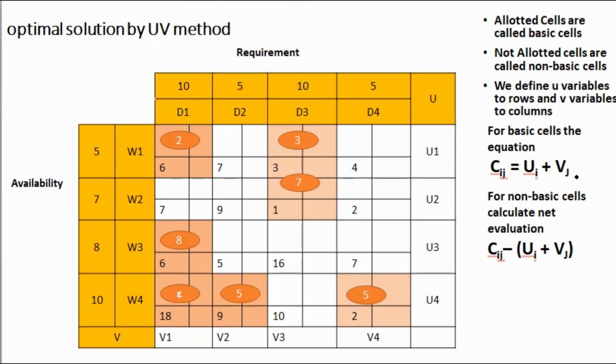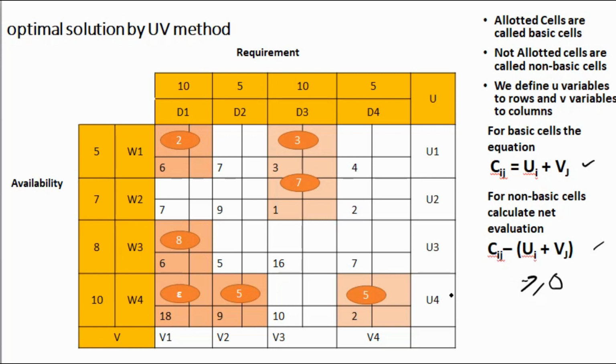So for the basic cells, the relationship Cij is equal to ui plus vj will hold good. For the non-basic cells, we compute the net evaluations Cij minus (ui plus vj). Now these net evaluations, whatever you are going to have for the non-basic cells, all the net evaluations must be greater than or equal to 0. If it is greater than or equal to 0, then we have an optimal solution. If not, we proceed with iterations.